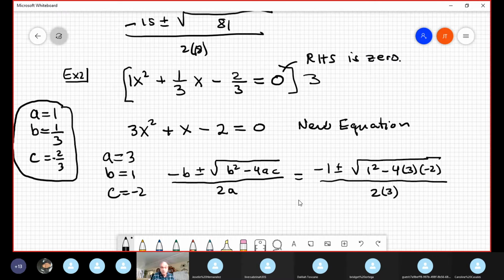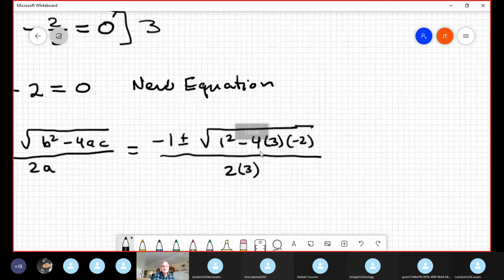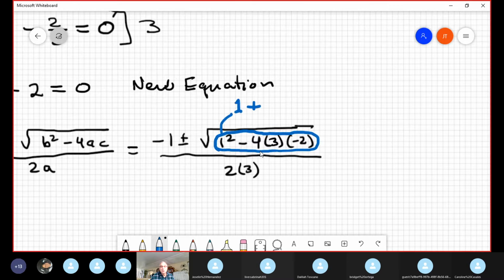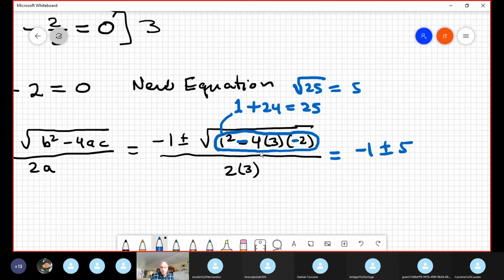Okay, so now I focus on the expression inside the radical. The expression inside the radical here is, look, 1 squared, which is 1, plus. Why plus? Because it's minus, double minus becomes positive. And this is 24, because 4 times 3 is 12, times 2 is 24. It's 25, and now you find the square root, 25 is 5. So far we have minus 1 plus or minus 5 divided by 6. 2 times 3 is 6. Now ready to separate into pieces.